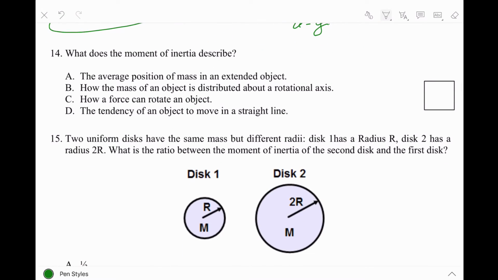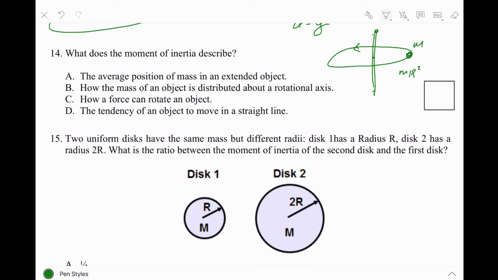Number 14. What does the moment of inertia describe? Remember, we will be given the whole table if you need it in the exam. It's defined as: if there's a rotational axis, and the object is rotating here, and this is your mass, the moment of inertia of this point mass is equal to mr squared. So this is your moment of inertia.